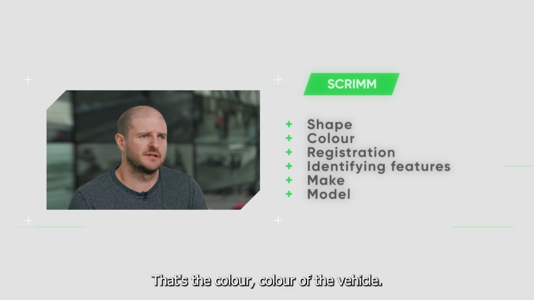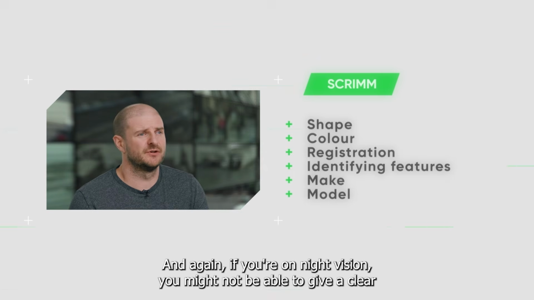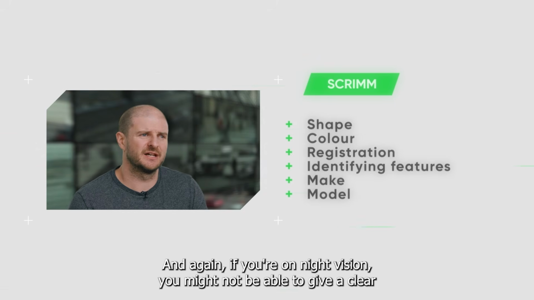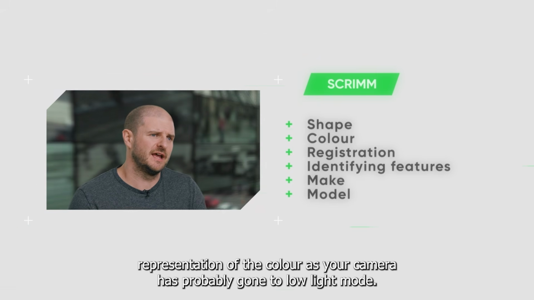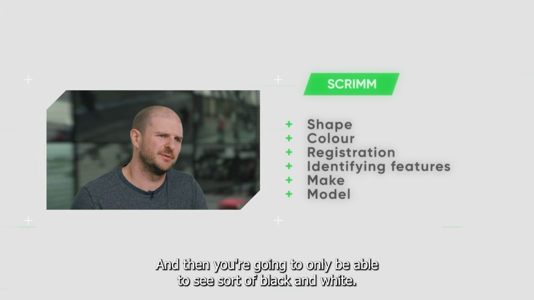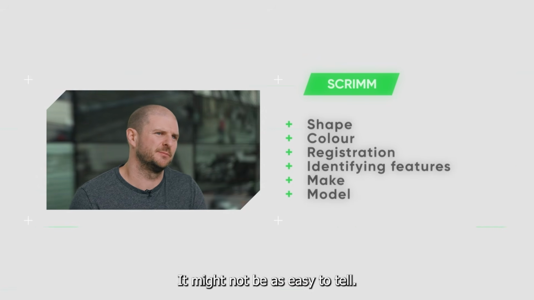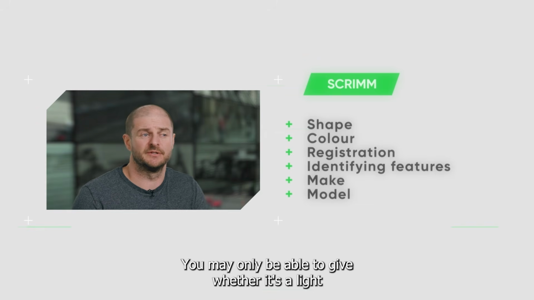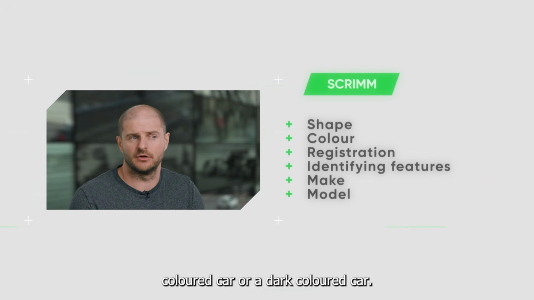The next one is pretty straightforward. That's the color. The color of the vehicle. And again, if you're on night vision, you might not be able to give a clear representation of the color, as your camera has probably gone to low light mode, and then you're going to only be able to see sort of black and white, so it might not be as easy to tell. You may only be able to give whether it's a light colored car or a dark colored car.